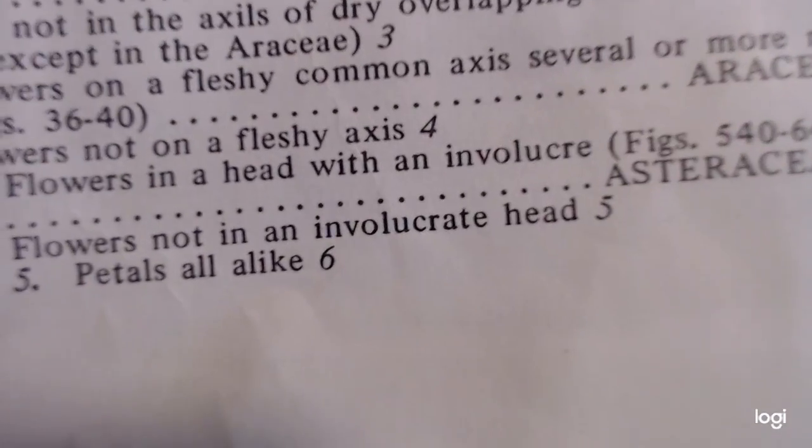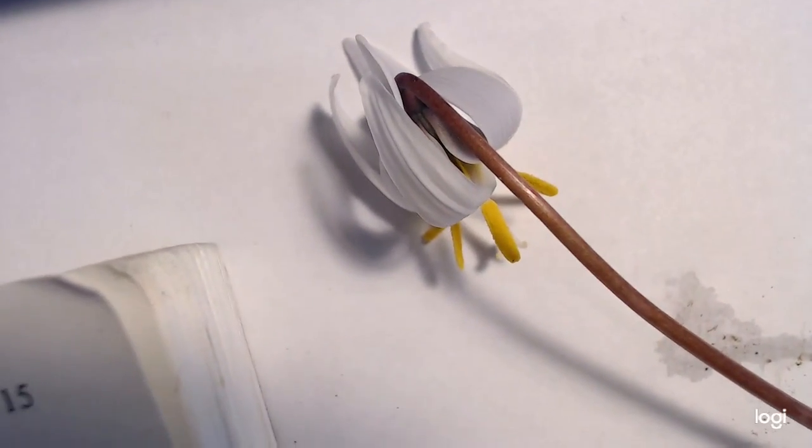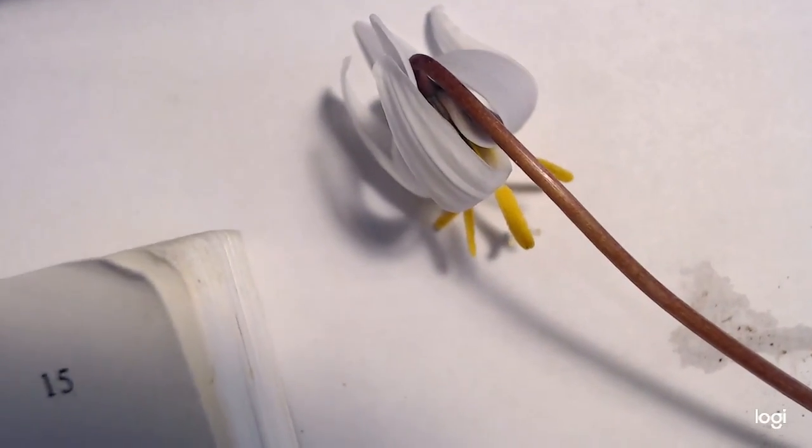Yeah. So we go to number 5. Flowers not in an involucre head. Number 5. Petals all alike. So number 6. See, the petals are all alike, even the sepals. That's one of the unique characteristics of this plant, and we'll talk about the Liliaceae.